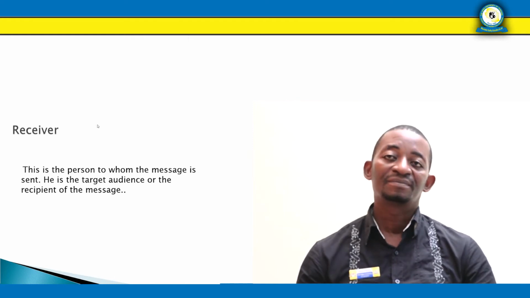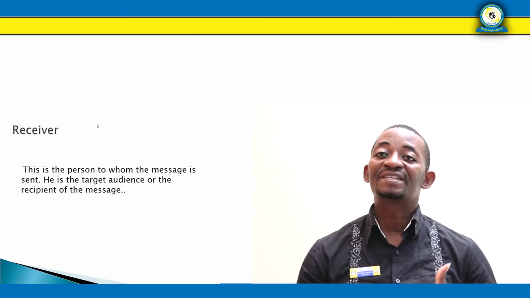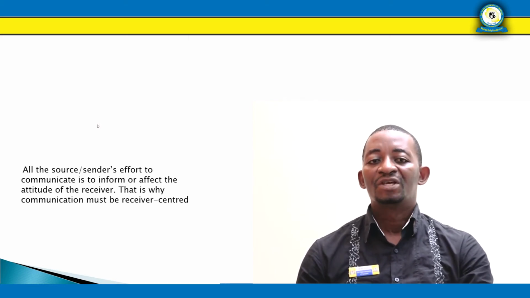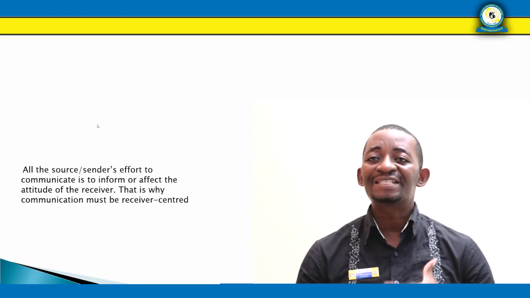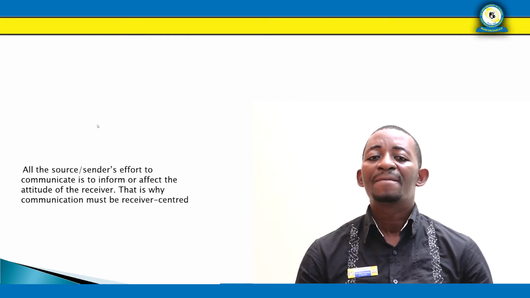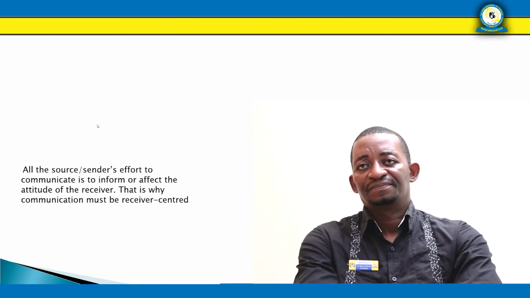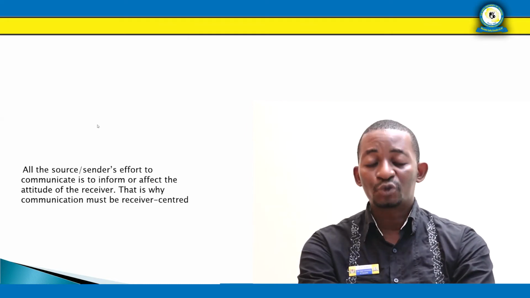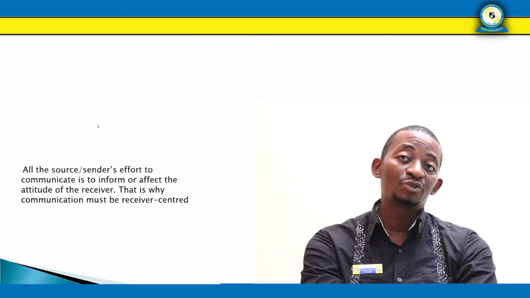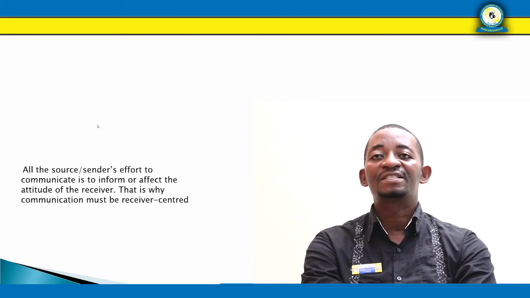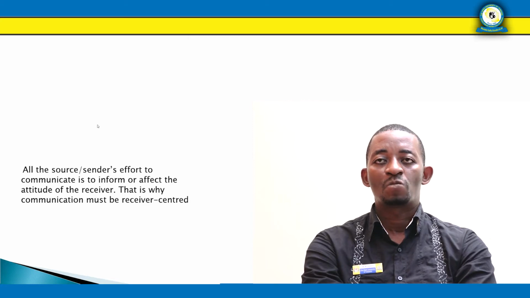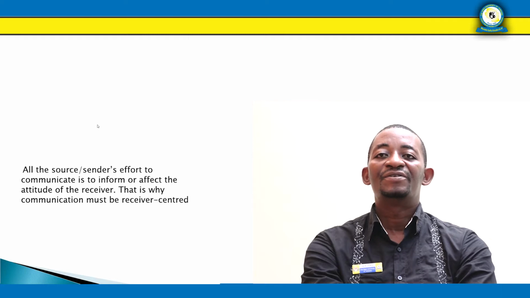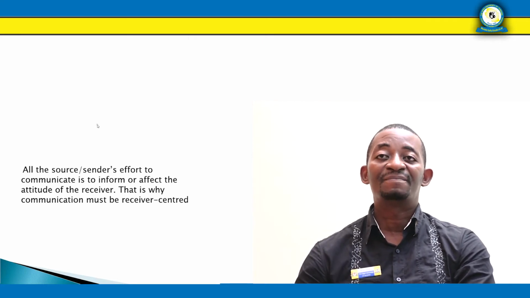And then we have the receiver of the message. This is the person to whom the message is being sent. So he is the target of the message. And in other words, he or she is the recipient of that message. So all the source, the sender's effort to communicate is to inform or affect the attitude of the receiver. That's why communication must be receiver-centered. So the one who's going to communicate, that is the sender of the message, must make sure that whatever he or she is going to communicate has an impact on the society. It must bring a certain effect, and a positive effect on that matter. And communication, we're saying, must be receiver-centered. It must bring an impact.